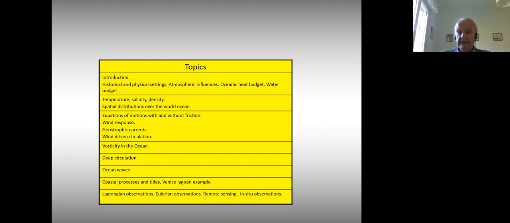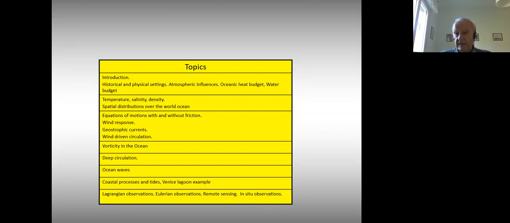And finally, I will be talking about the observations, about the techniques we use to observe the currents, to observe and to measure temperature, salinity, and density, and all the other parameters. We'll be talking about the Eulerian measurements, where you do the measurements at a fixed point. And we will be talking about the Lagrangian observations, where you do your measurements by following the currents. And then we'll be talking about the remote sensing and in situ observations.